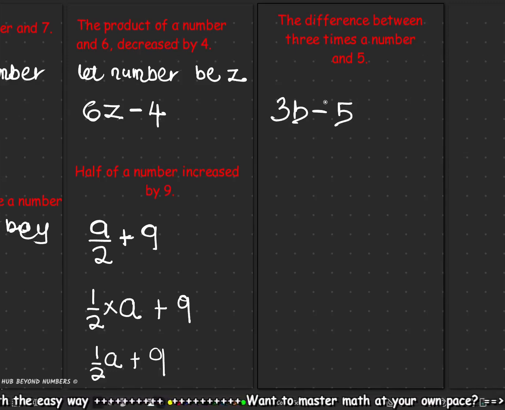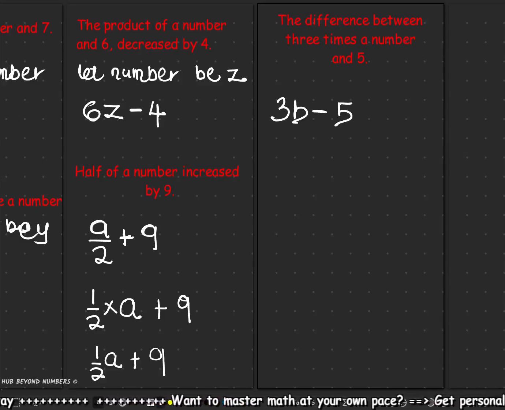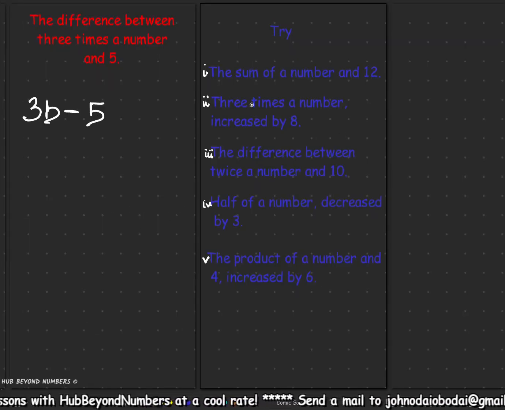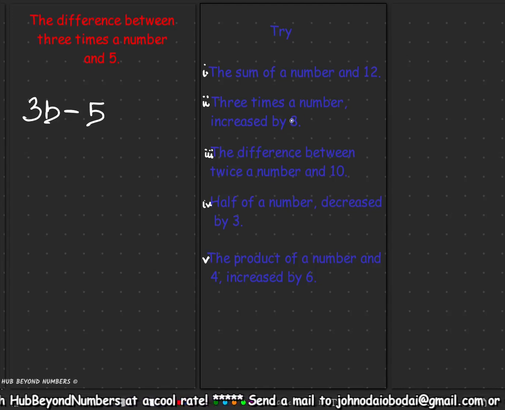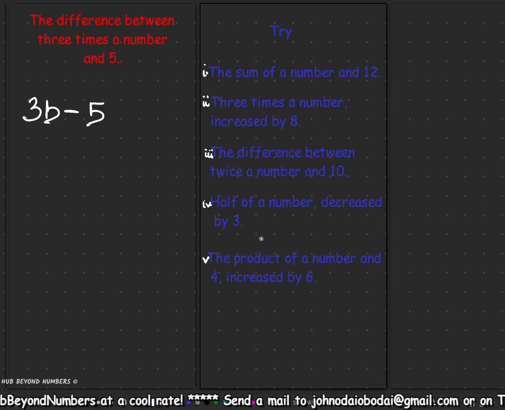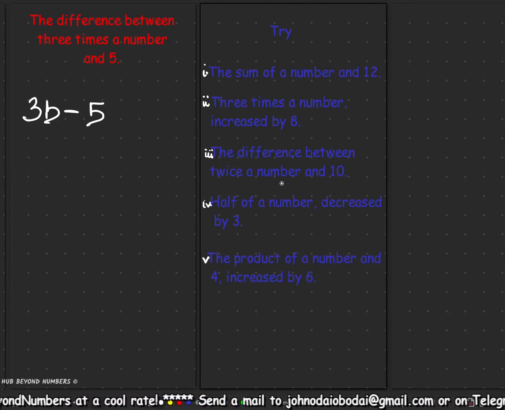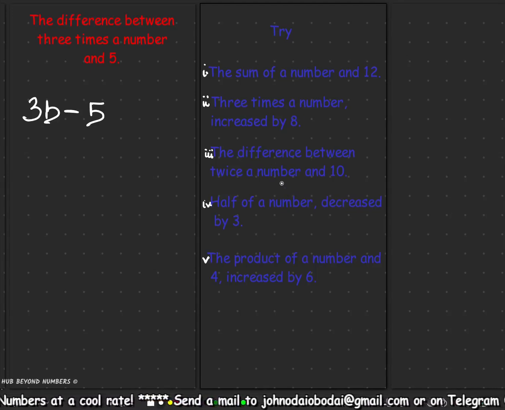So this is how far this video is going to go. I'll put some questions down so you try on your own to test your understanding. Here are some examples you can try on your own. The sum of a number and 12. They are all very simple. You can even try them and comment in the comment section.